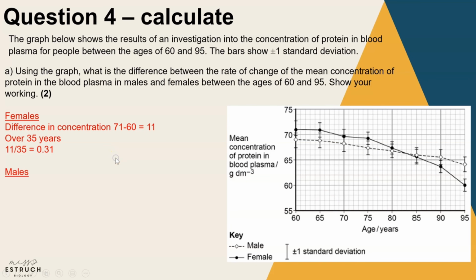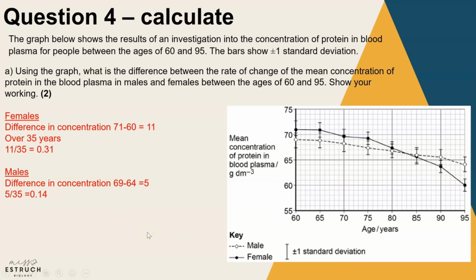Do the same thing but for men. So we've got the difference in concentration is 69 minus 64. So it decreased by 5 grams per decimeter cubed over 35 years. So their rate is 0.14 grams per decimeter cubed per year.